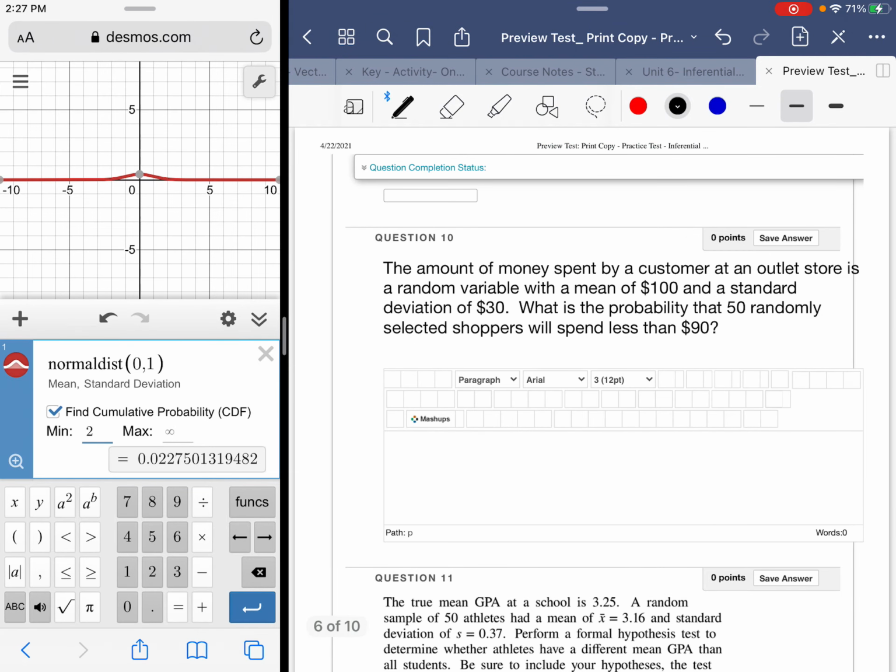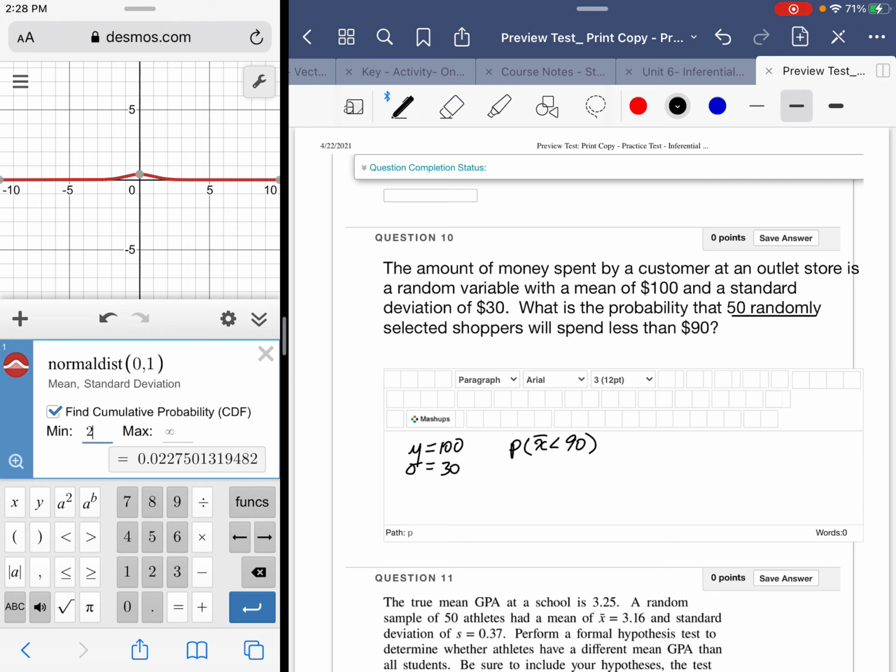So for number 10, the amount of money spent by a customer at an outlet store, I don't even know where this stuff's coming from, is a random variable with a mean of 100 and a standard deviation of 30. What is the probability that 50 randomly selected shoppers will spend less than $90? All right, so it's implied that that would be on average because it's 50 of them. So we're talking about the probability that X bar would be less than 90.